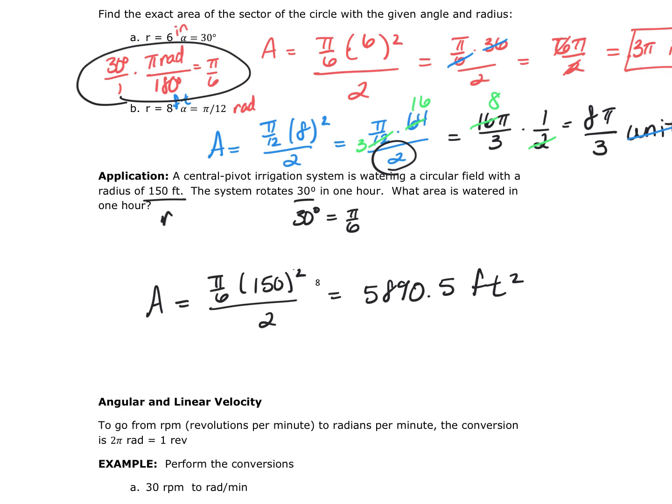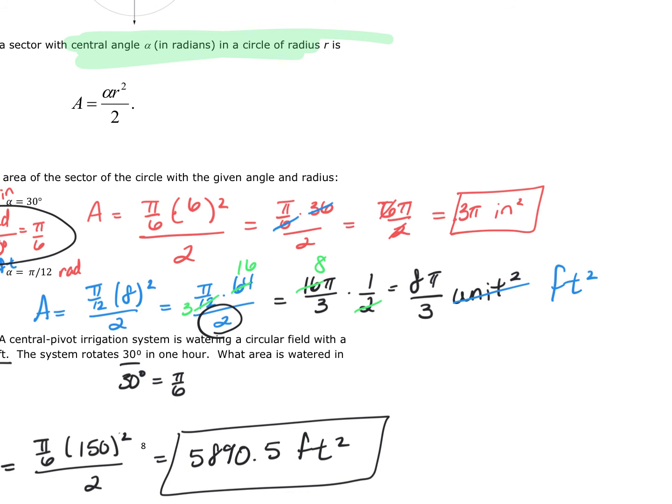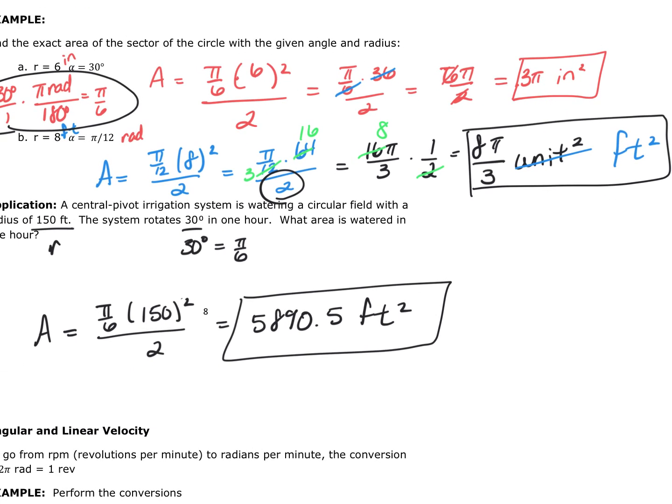And I would round to whatever my decimal is, or I could have given it as an exact, but in this case, if you tell somebody that you're going to water some number times pi over 2 feet squared, they're going to kind of look at you like, what? So 5,890.5 feet squared is probably a better choice for the answer. In non-applications, if we get nice numbers, we're going to leave them as nice numbers, but if it's an application, it would make more sense to do the decimal approximation.